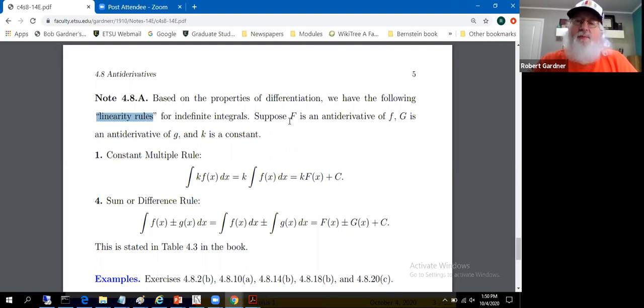So in a setting where we're supposing capital F is an antiderivative of lowercase f, capital G is an antiderivative of lowercase g, and k is a constant.